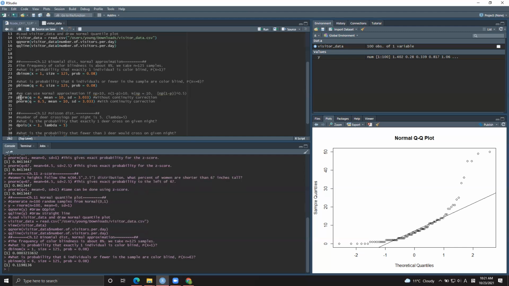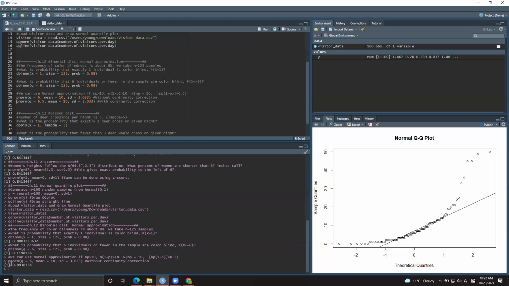All right, so this pnorm, again, this norm is normal. P is everything to the left, the area under the curve to the left of this value will be summed up. So specify the mean, which is 10, n times p, and the standard deviation, which you got from the square root of n times p times 1 minus p. And if you run that line, it's going to give you about 9%. And that was without continuity correction.